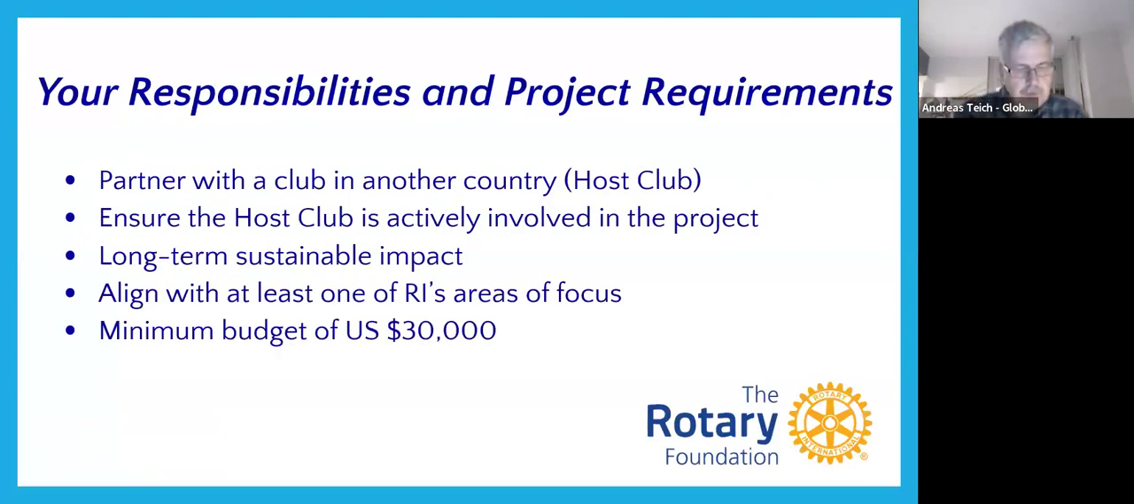What's your responsibility? Your club is considered the international club, and in order to do a global grant, you must partner with a club in another country who is called the host club. You need to make sure the host club is actively involved in the project and that you do that from the very beginning. Rotary is very concerned that there is long-term sustainable impact in compliance with RI's sustainability guidelines. We'll look at those in a minute. They want an investment there. The grants must align with at least one of RI's areas of focus, though often they have impact in multiple ways, and again, $30,000 is the minimum budget.